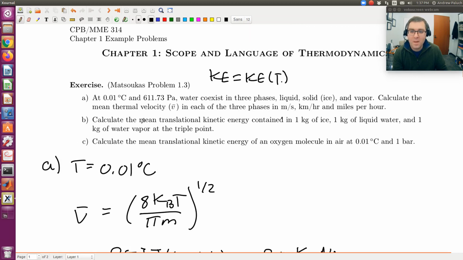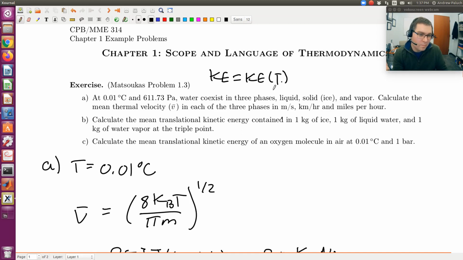Now B, calculate the mean translational kinetic energy contained in 1 kilogram of ice, 1 kilogram of water, and 1 kilogram of water vapor. So again, kinetic energy is only a function of temperature. So we only need to do this calculation once because the mean kinetic energy of all three phases will be the same since they're at exactly the same temperature.